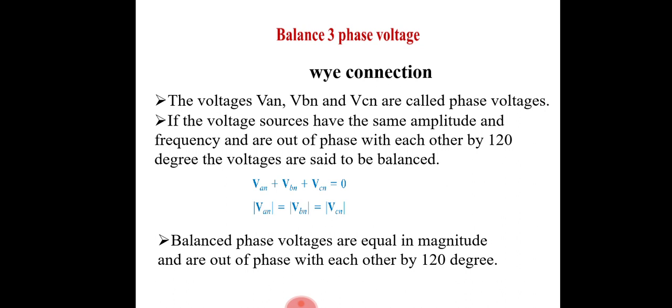So the voltage sources have the same magnitude and frequency and are out of phase with each other by 120 degrees. So here VAN plus VBN plus VCN is equal to 0, means the summation of all phase voltages is 0 and the magnitude is the same. So magnitude of VAN is equal to magnitude of VBN is equal to magnitude of VCN. Balanced phase voltages are equal in magnitude and are out of phase with each other by 120 degrees.